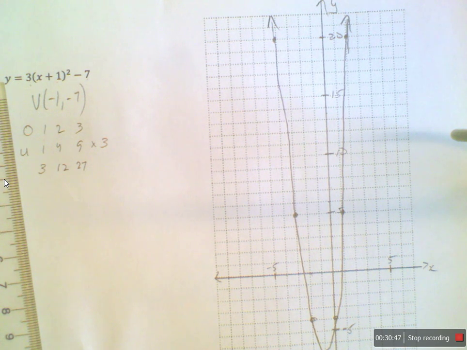So you know where the vertex goes, you know how things change from there, and you should be able to graph just about anything, any parabola. Any questions?